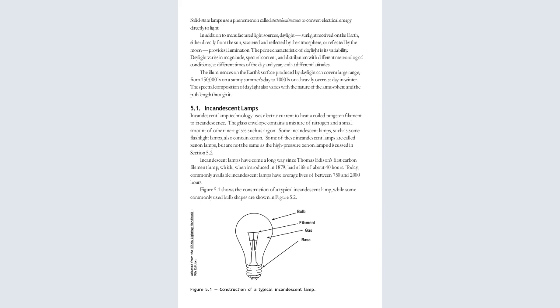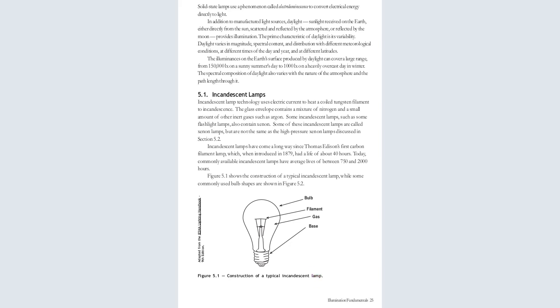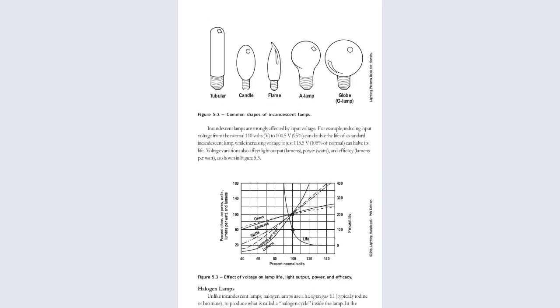The figure now shows the construction of a typical incandescent lamp, while some commonly used bulb shapes are also shown. Now we have the tubular, the candle-like, the flame shape, the A-type lamp, and the globe G lamp.